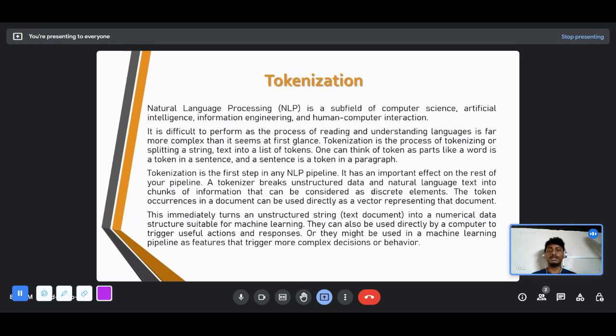In order to understand what exactly tokenization is, let us read what is given in the presentation. Now, it is difficult to perform as the process of reading and understanding languages is far more complex than it seems at first glance. If I were to give you an example, let us say you are teaching a room full of 30 children of the age of 5 to 6 years old. If you want them to learn a new word like cat or dog, you don't just say the word out loud. You divide the word into its alphabets like C-A-T, and then you pronounce the word cat.